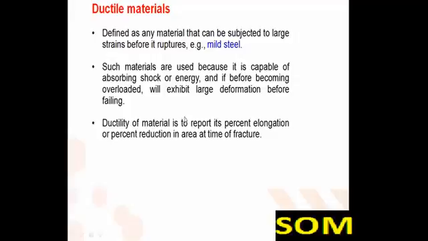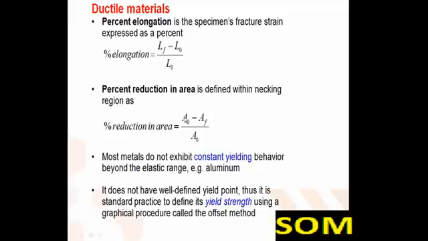Ductile materials are those that undergo large strain before failure. The advantage of ductility is that visible distortion may occur if the load becomes too large, thus providing an opportunity to take remedial action before the actual fracture occurs. Such a material is mild steel. The ductility of a material is measured by the percentage elongation or percentage reduction in area at the time of fracture.